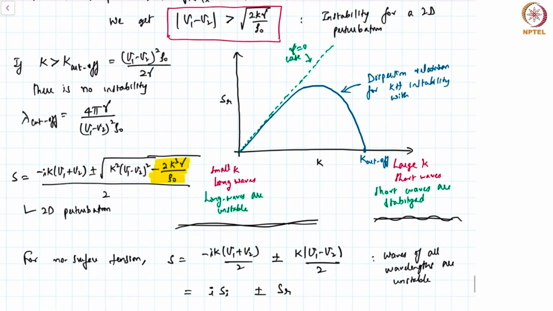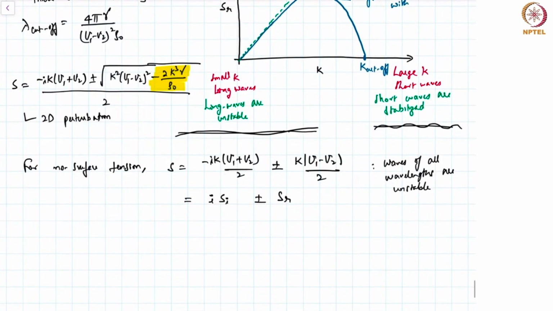Now we will look at a few other special limits. We can also make a plot of SI as well. Maybe I should mention that as well. SI is not equal to 0, implying that the unstable mode is also traveling. The wave is actually traveling, and while it's traveling, it's also growing.